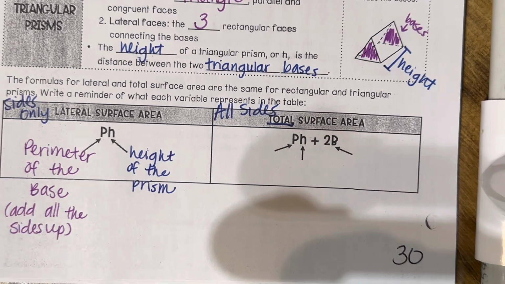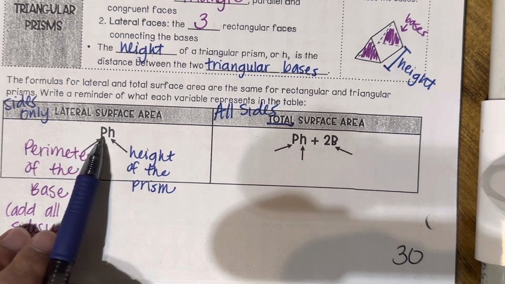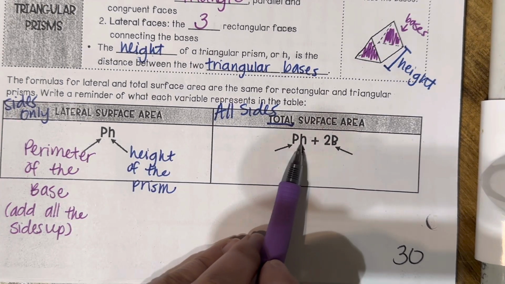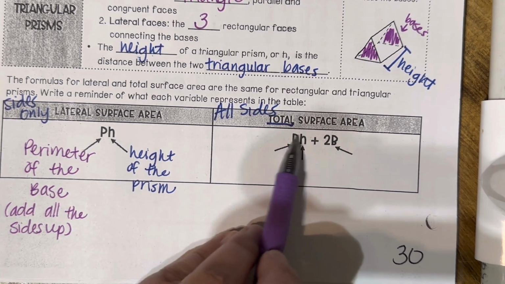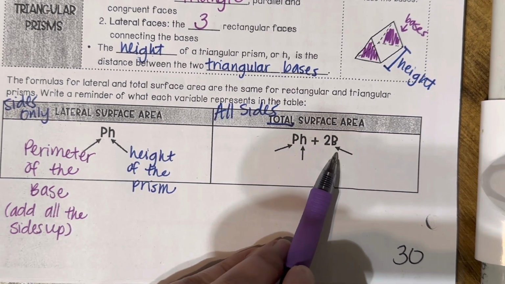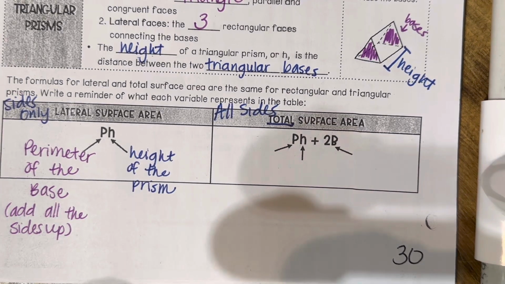So whenever we're doing lateral surface area, we have perimeter of the base. So we're gonna add up all the sides of the base, whatever shape it is, whether it's a rectangle for a rectangular prism or the sides of the triangle for the triangular prism. And then we're gonna multiply it, because it's right next to each other, by the height of the prism. Now, total surface area, if you see, it has a Ph in front as well. That's because we're gonna take the lateral, the sides, and we're gonna add it to the area of the base, times 2, because there's 2 bases.